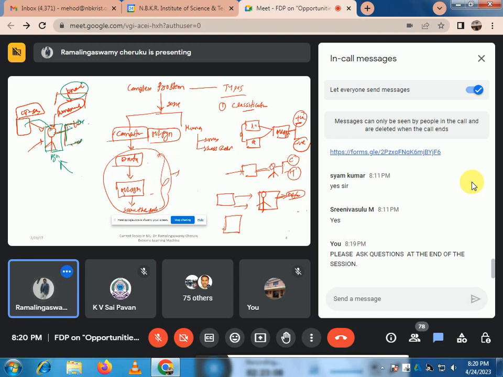Hopefully by the end of this class we will get some clarity. Now you understand what the classification problem is. You take some input, and you identify which group it belongs to.